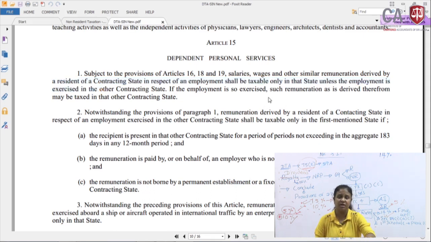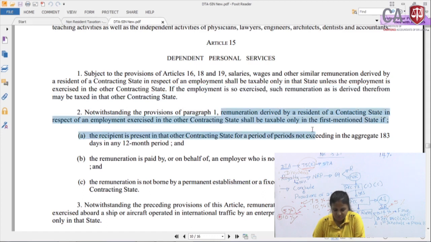If it is Singapore, he will be taxed in that state unless the employment is exercised in the other contracting state. If the employment is so exercised, such remuneration derived may be taxed in the other contracting state. Even if he has done the employment in Sri Lanka, subject to these conditions, he may be taxed in Sri Lanka. Notwithstanding the provision of subparagraph 1, come to this, very important.